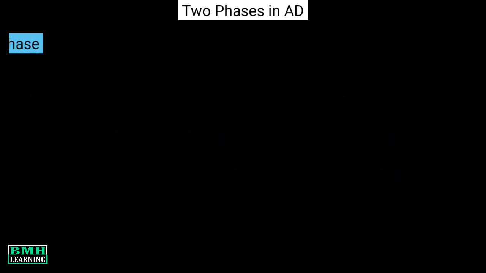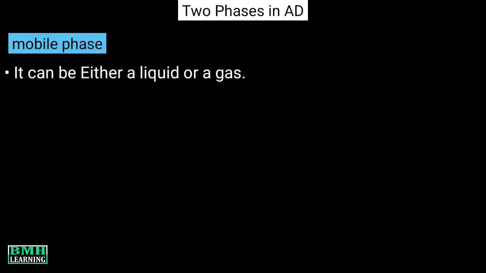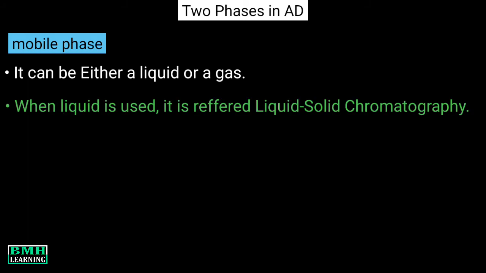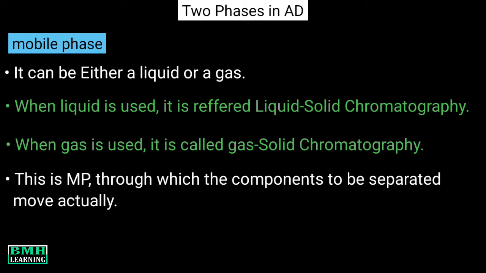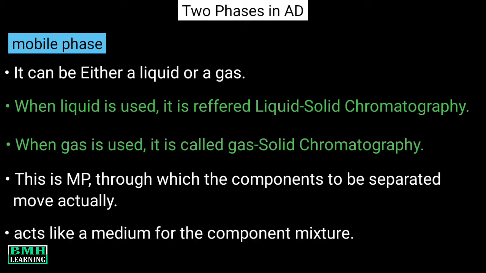The second phase is the mobile phase. This is the phase which will move. It can be either a liquid or a gas. When a liquid is used, it is referred to as liquid-solid chromatography. And when a gas is used, then it's called gas-solid chromatography. This is the mobile phase through which the components to be separated move. So it acts like a medium for the component mixture.